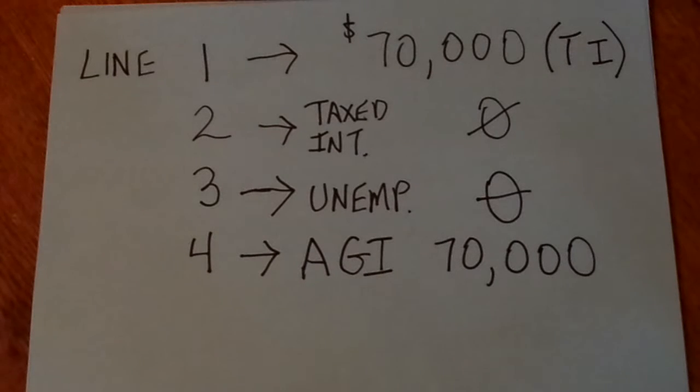So with no unemployment and no interest that could be taxed, the adjusted gross income for them is $70,000. And although adjusted gross income doesn't mean anything major here, it's a pretty important tax topic. So this is the final adjusted gross income before we start subtracting deductions.